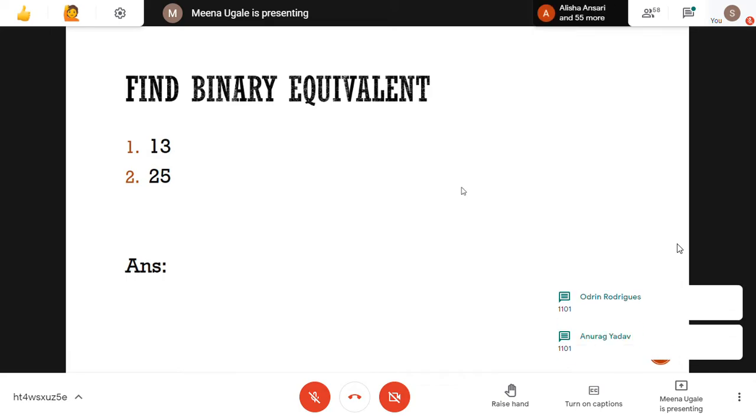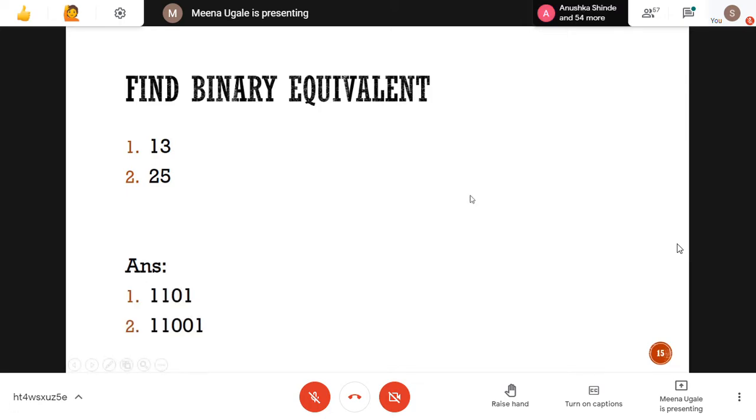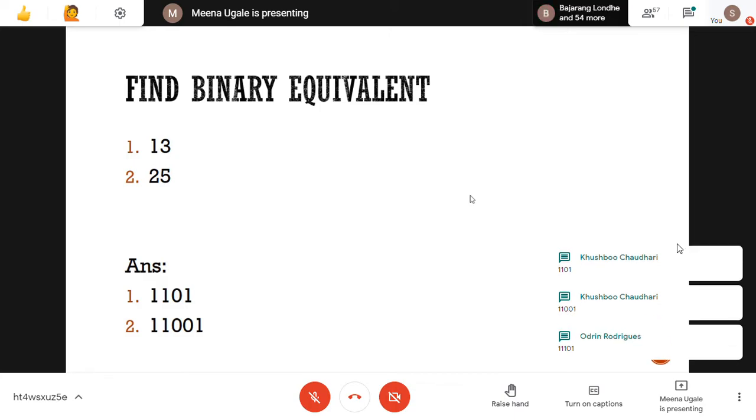For 13 it is 1101 and for 25 it is 11001. Okay, many students have typed 11001. I hope you all have understood this conversion from decimal to binary.